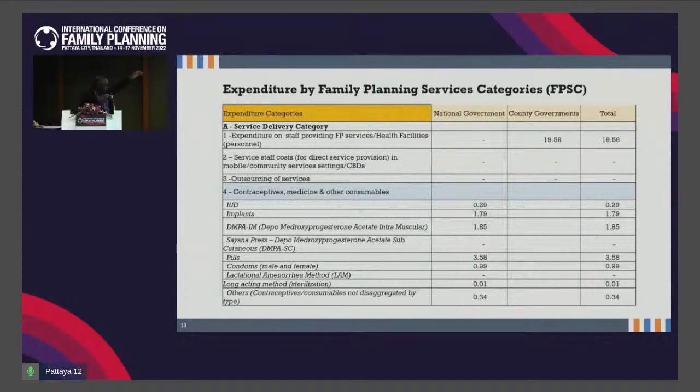And that's why for national government, we don't have anything. In Kenya, service provision is at the county level. And then we have other categories, the contraceptives, medicines, and other consumables is basically contraceptives.